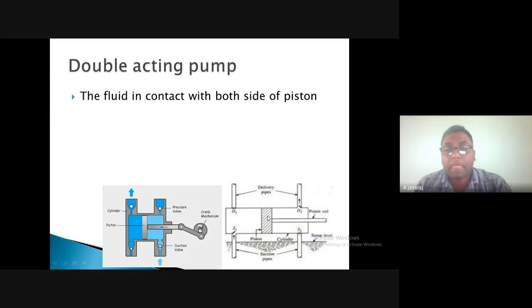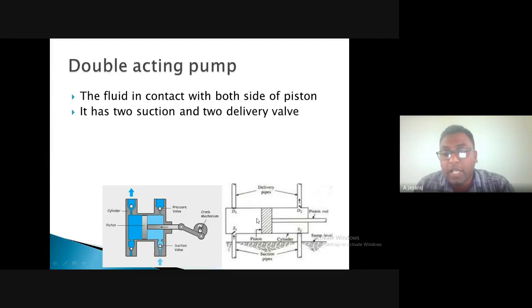So when the piston rod extends on one side, it pushes the fluid into the delivery line. On the other side, it is performing a retraction stroke on the left side, so it is pulling some fluid into the cylinder. Parallelly, it is doing both extension as well as retraction, that is suction as well as delivery.